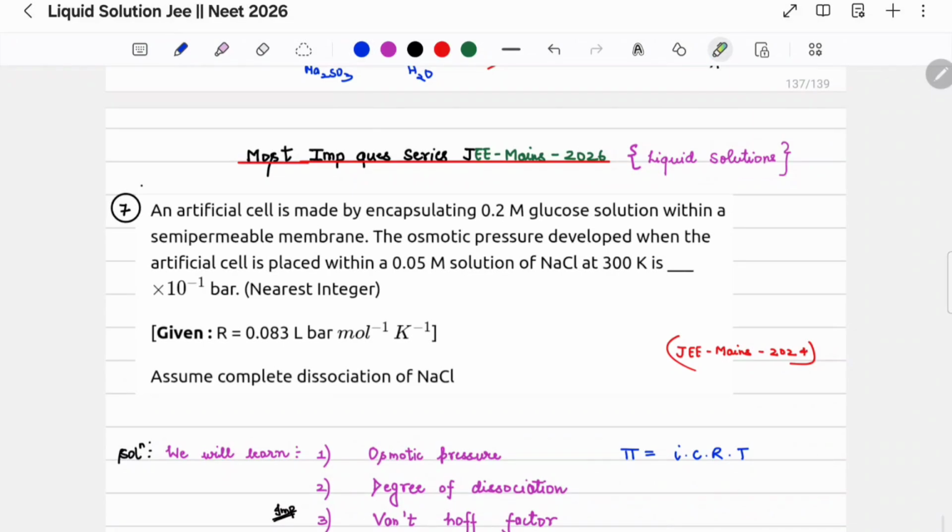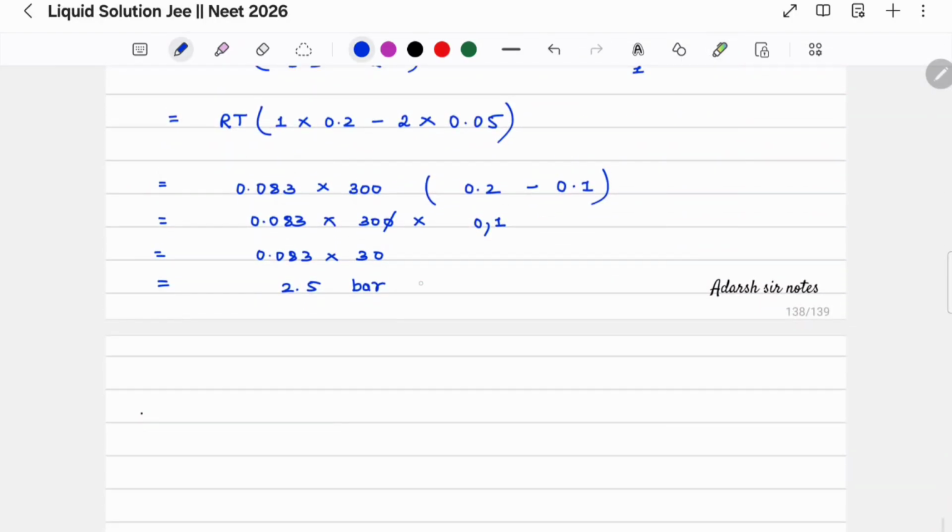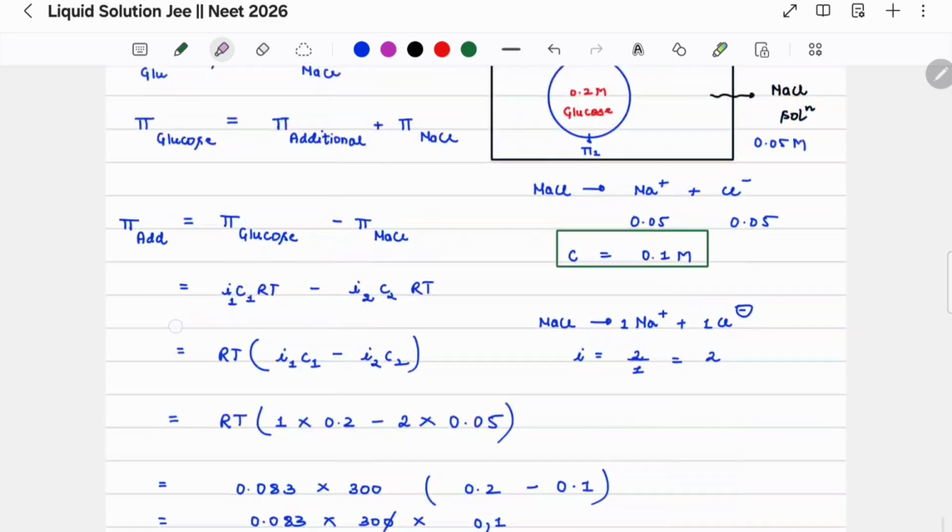But the problem is that they have not given the answer in this form. In which format have they given it? They have told us to express it as x into 10 to the power minus 1 bar. So yes, we can do that very easily. The same thing, what can I write? 25. I multiplied by 10 and divided by 10. So 25 into 10 to the power minus 1 bar. So what is our answer? Our answer is 25.